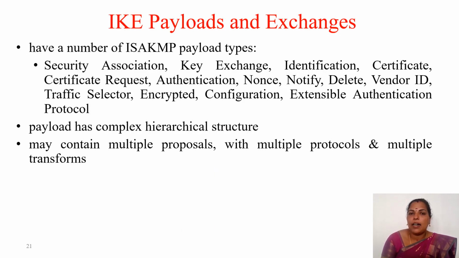Next, IKE payloads as well as the exchanges. It has a number of ISAKMP payload types: security association, key exchange, identification, certificate, certificate request, authentication, and nonce. In order to notify messages, we have the notify type. Then delete, vendor ID, traffic selector, encrypted, configuration, and extensible authentication protocol. The payload has a complex hierarchical structure and contains multiple proposals with multiple protocols and multiple transforms.